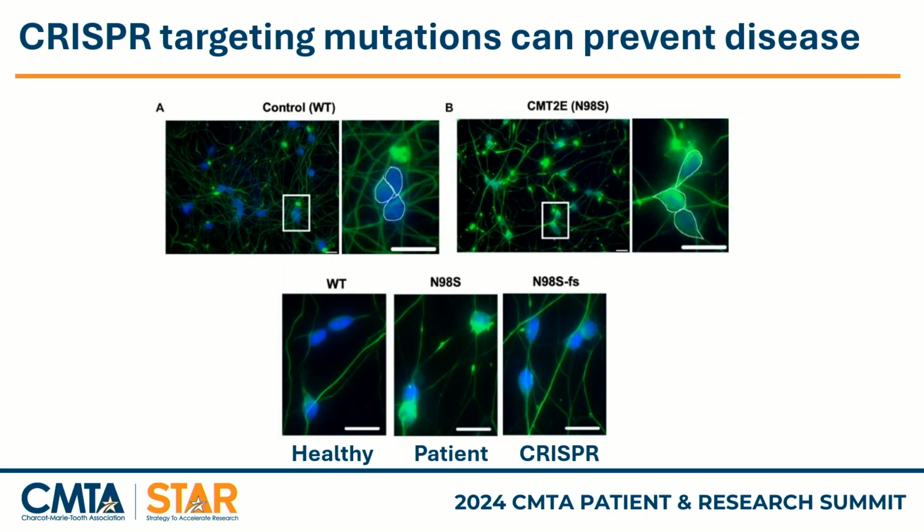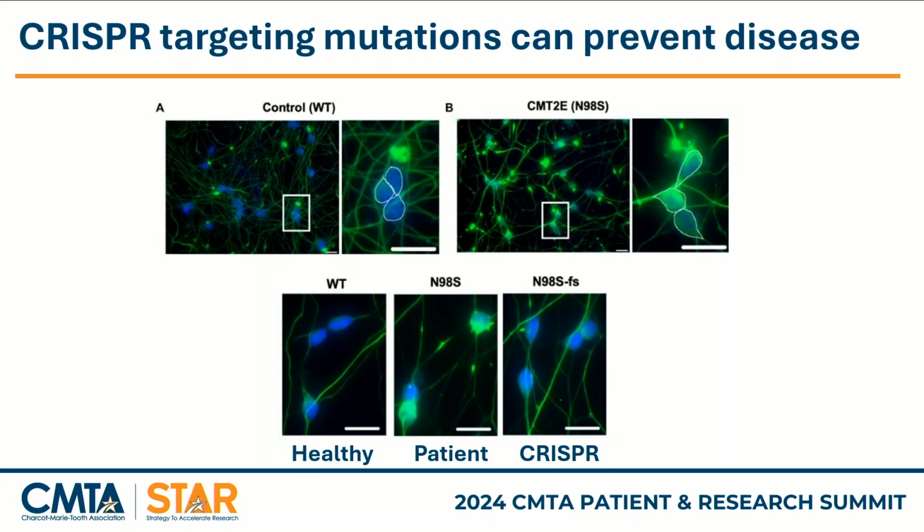Now, when we look at an N98S mutation in NEFL, which is affiliated with CMT2E, what you can notice is that in the body of the cell, outlined in white in panel B there on the top right, there's a lot more of the NEFL protein stuck in the center of the cell. It's not making it out to the axons.